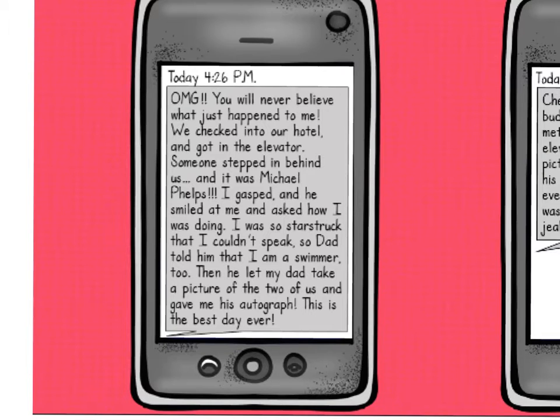Let's look at this first one. It says, today at 4:26 p.m. OMG, you will never believe what just happened to me. We checked into our hotel and got in the elevator. Someone stepped in behind us, and it was Michael Phelps. I gasped, and he smiled at me and asked how I was doing. I was so starstruck that I couldn't speak. So Dad told him that I am a swimmer too. Then he let my dad take a picture of the two of us and gave me his autograph. This was the best day ever.